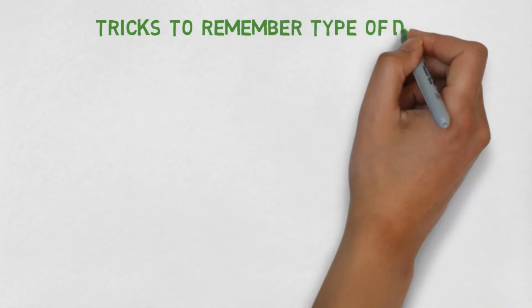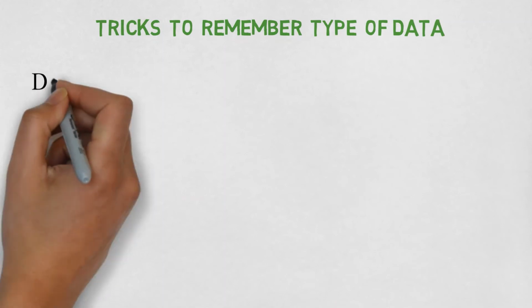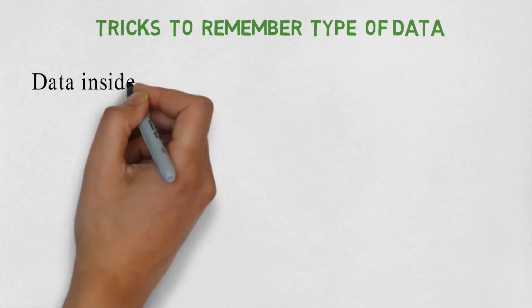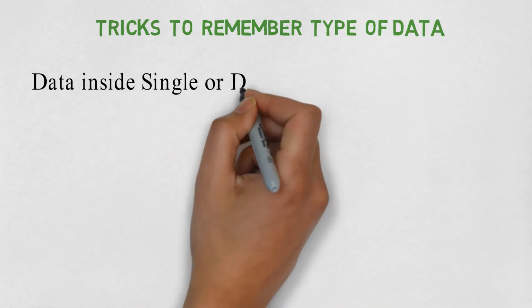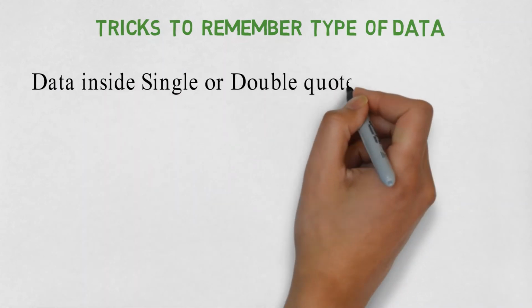And I am about to give you some handy tricks to remember the type of the data as soon as you look at that particular data. Okay, so let us look into that. First of all, suppose a data is there which is in single or double quotes, then it will be of type string.